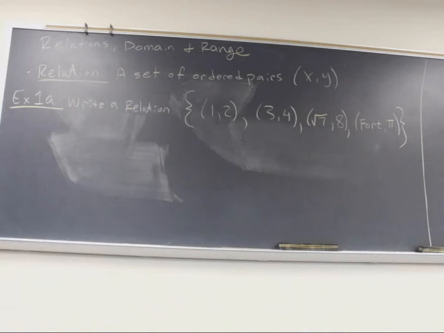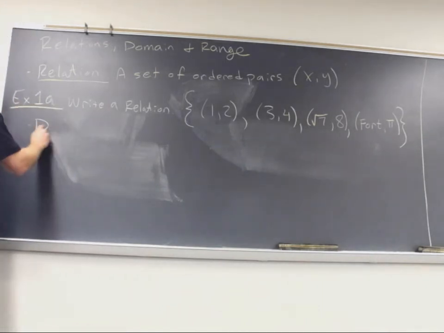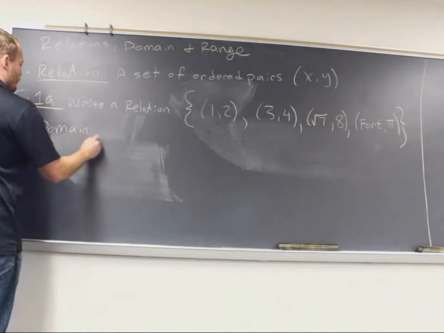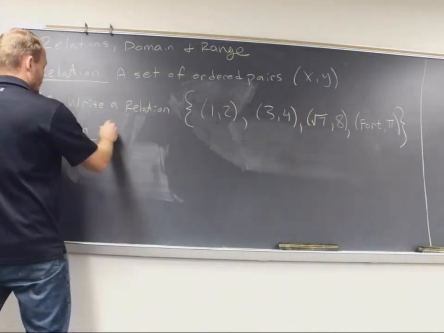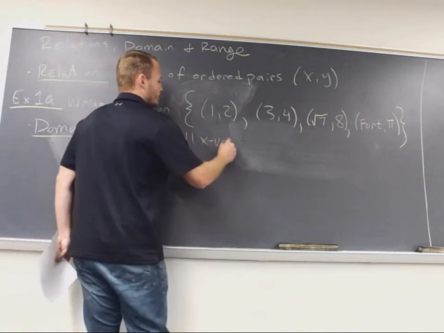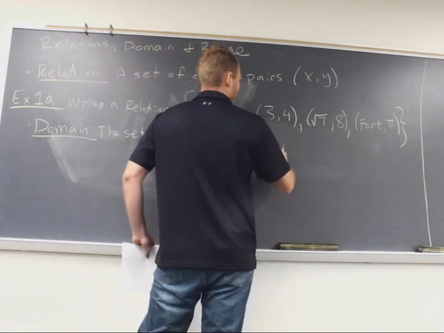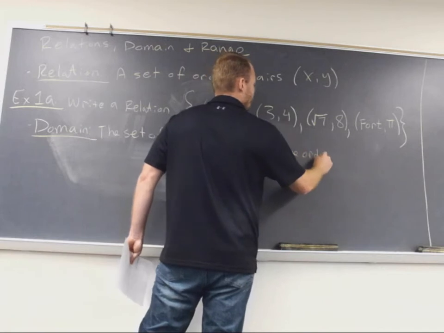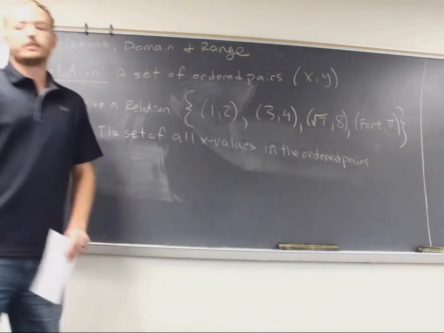Now we can break down each of these. We can break down the parts of the ordered pairs into what's called domain and range. So another definition here. Domain. Domain is simply the set of all x values in the ordered pair. The set of all x values in the ordered pairs.